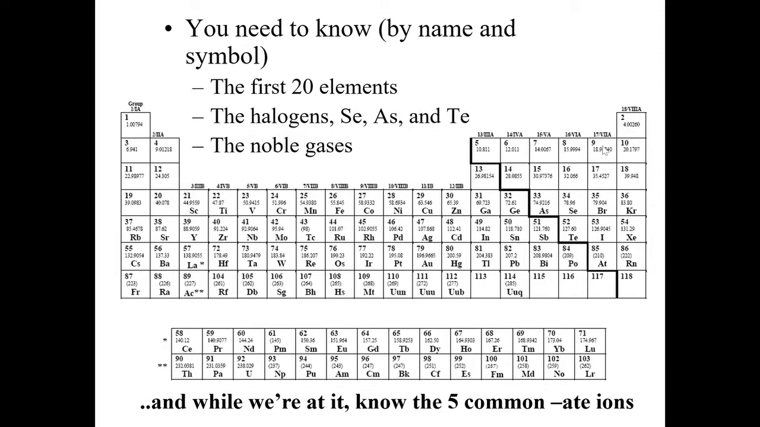The halogens, which is this column right here: fluorine, chlorine, bromine, and iodine. There are also some other nonmetals that show up from time to time, arsenic, selenium, and tellurium, but they are very highly toxic, and we avoid them in the laboratory, as well as the noble gases, helium, neon, argon, krypton, xenon, which show up from time to time.